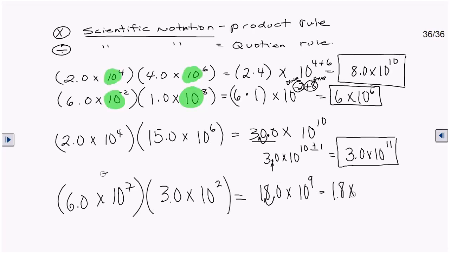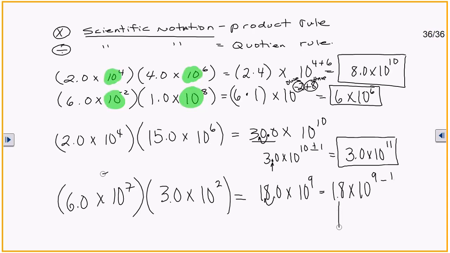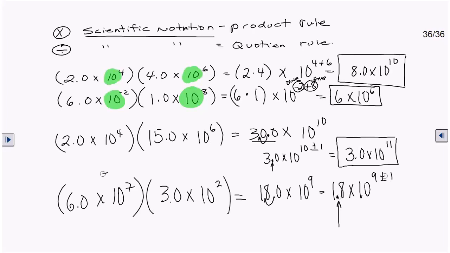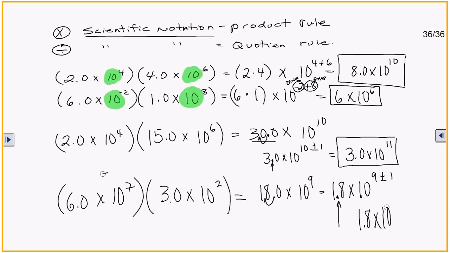1.8 times 10 to the 9th, blank 1. Which way in my head do I move this decimal to get it back the way it was in the original? To the right. And that's going to be 1.8 times 10 to the 10th power.